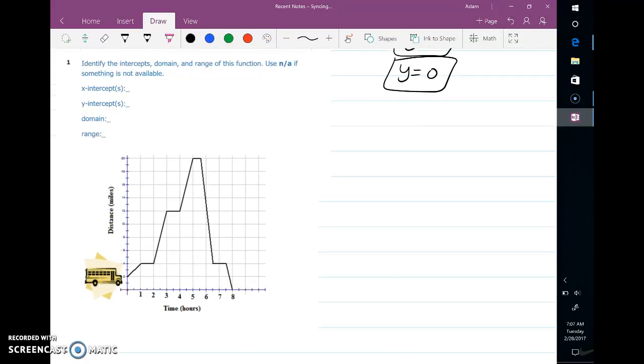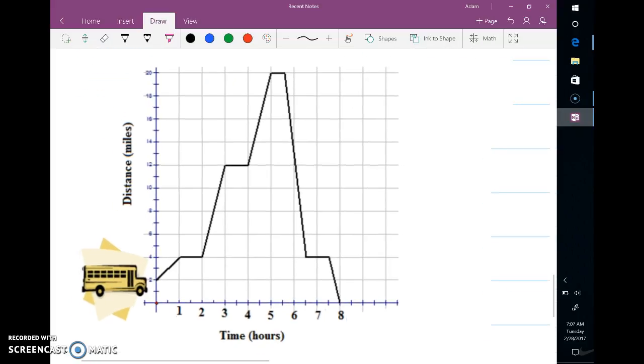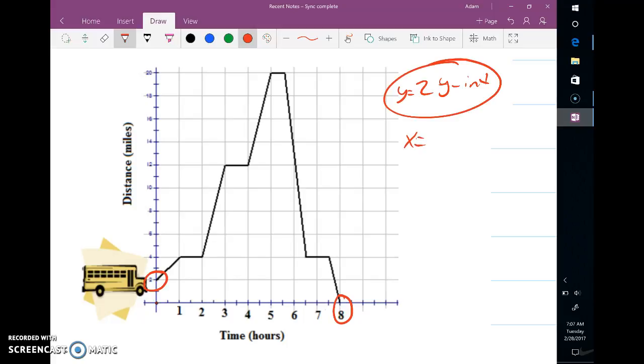All right. On this last one, we're going to talk about intervals of increase and decrease as well. So let's just go ahead and attack this. I'm going to zoom in a little. It's kind of hard to see, but right here you can see that that's a 2. Okay, and down here you can see that that is an 8. So our y-intercept is 2. Our x-intercept is 8. That's our x-intercept, okay?